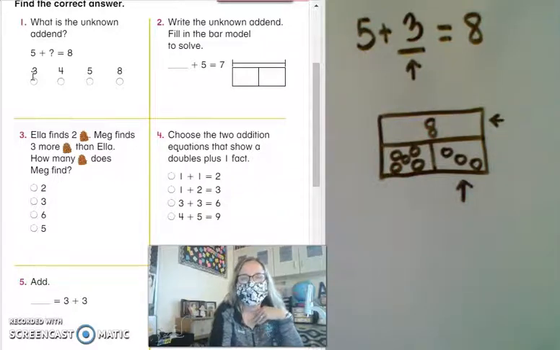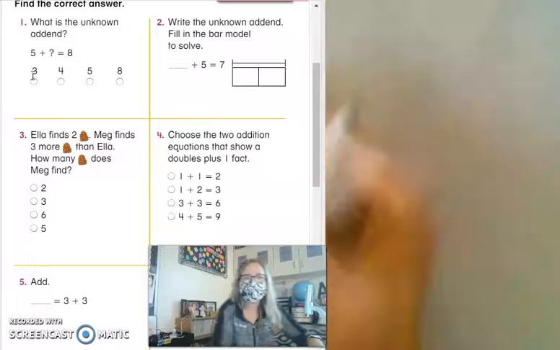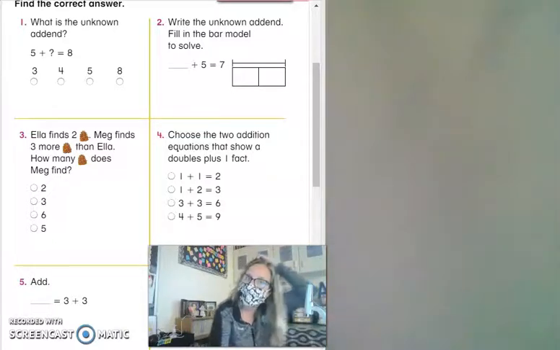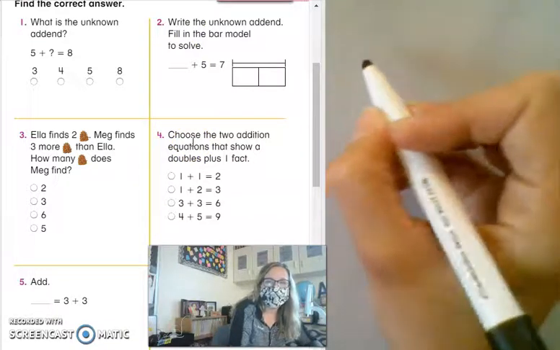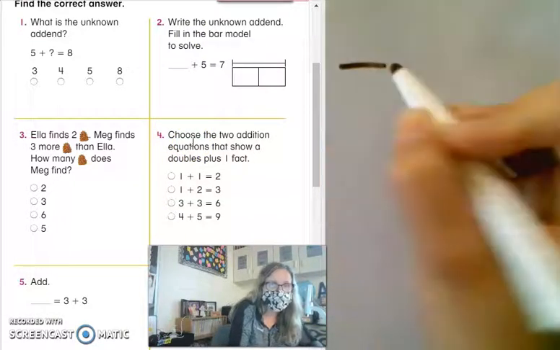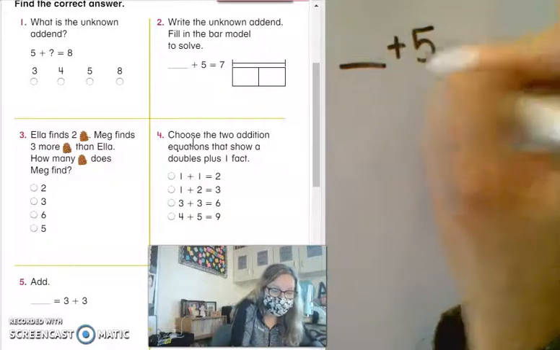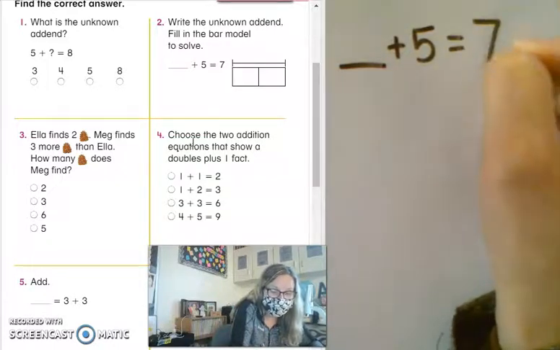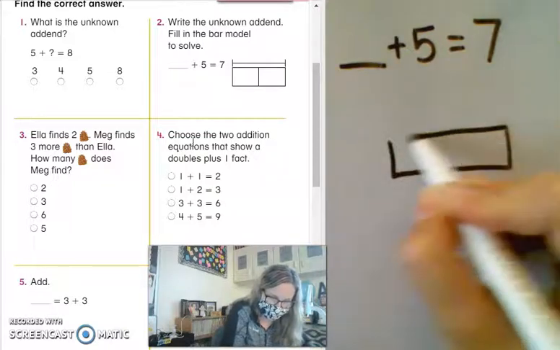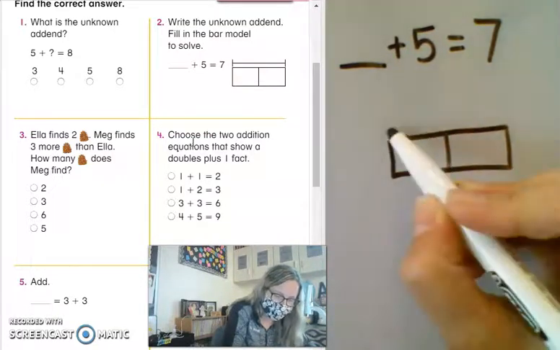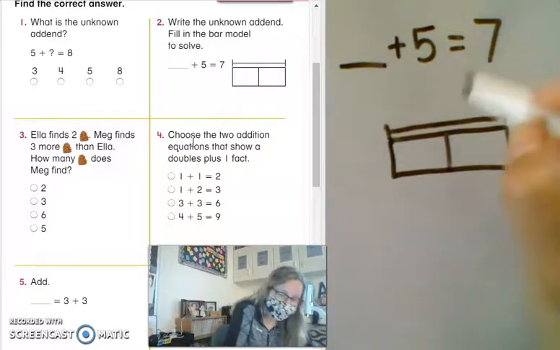Never mind? Okay. Now we're going to go on to number 2. Number 2 is another, right? The unknown addend, and it says fill in the bar model to solve. So, on number 2, they have some number that we don't know plus 5 more is going to give us a sum or a whole of 7. So down here, they've drawn the box for the 2 parts, and then they do this line, which is where they want you to put the whole. Okay, so we know that our whole is 7.